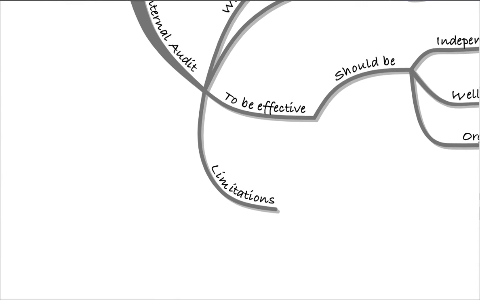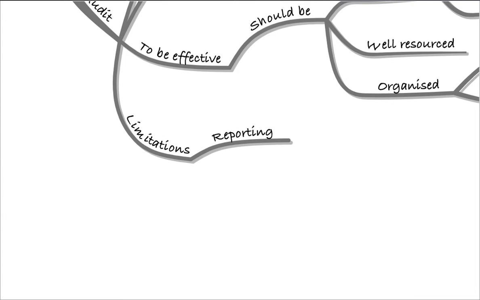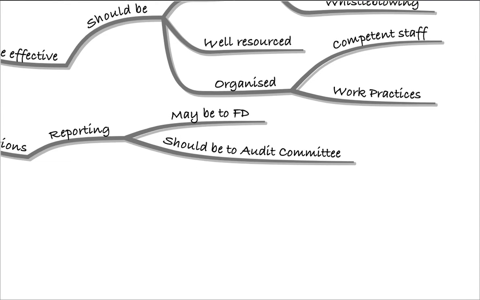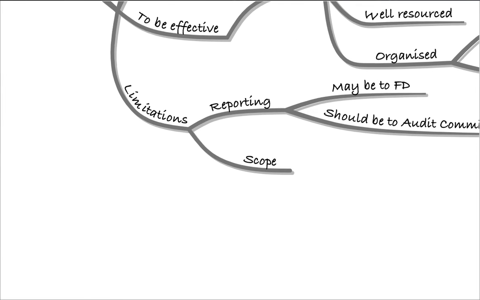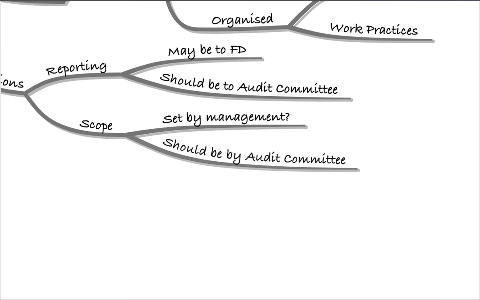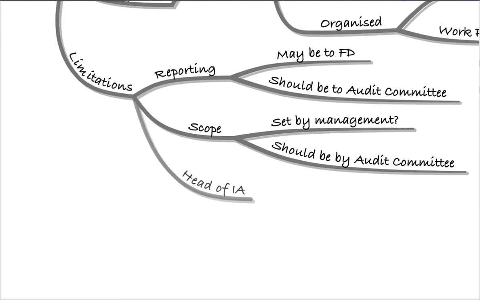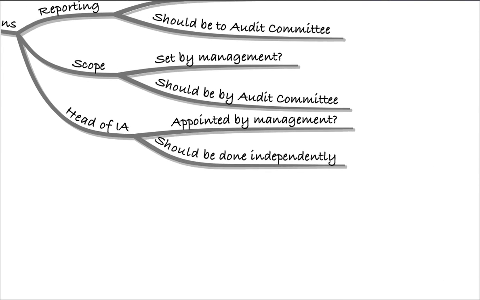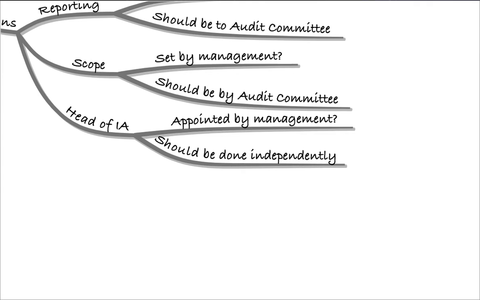Lastly, there are some limitations to look out for if we're given a scenario with internal audit in it. If they report to the head of finance, the finance director, well, that shouldn't be the case. They shouldn't report to management. They should report to the Audit Committee. The scope of internal audit should be set by the Audit Committee also, not set by management. And the head of internal audit, well, if they're appointed by management, they shouldn't be. It should be done independently through the Nominations Committee or indeed the Audit Committee.